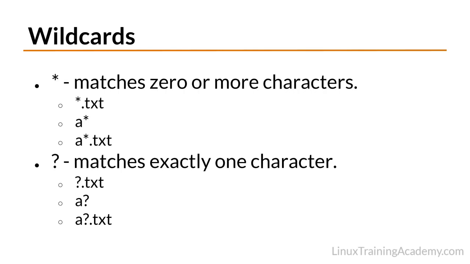Here are the two main wildcards. They are the asterisk and the question mark. The asterisk, or star as I like to call it, matches 0 or more characters. It matches anything. By itself, it's not really that useful, but when you combine it with other parts of file or directory names that you're looking for, it becomes powerful.